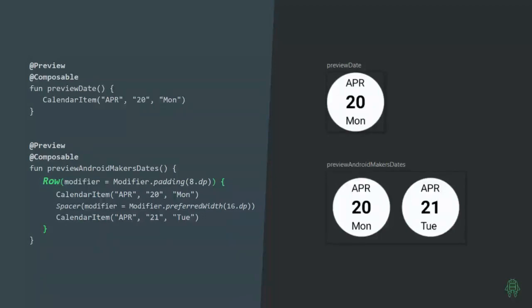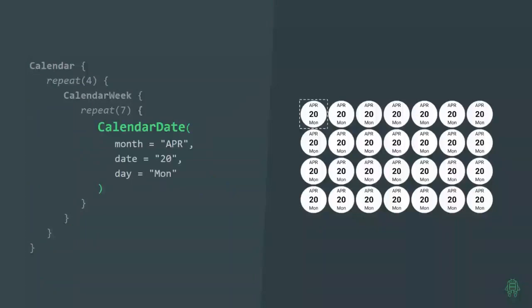So we can combine multiple composable functions and place them in different ways. Let's try to extend this sample. Right now, calendar date is the composable function which we discussed before, and this function will render only one item. We can use the repeat function from Kotlin and wrap it into a Row layout. As a result, we can have 7 days of a week.